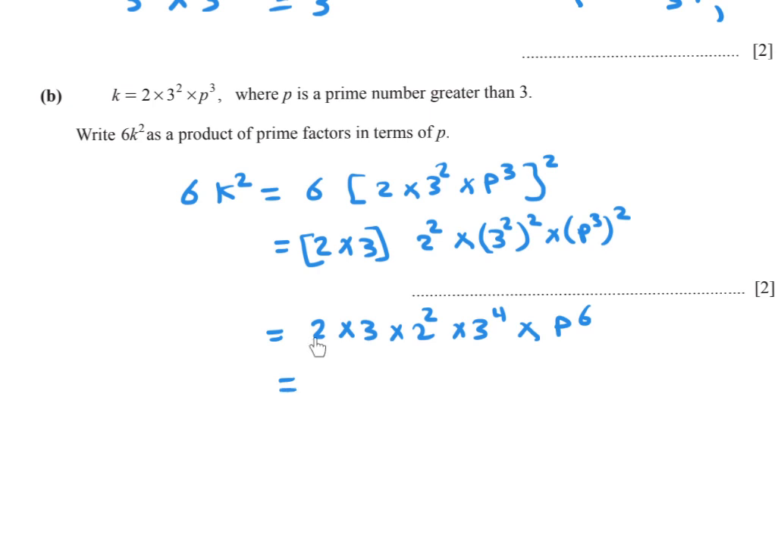Now 2 power 1 times 2 power 2 equals 2 power 3. 3 power 1 times 3 power 4 is 3 power 5, times b power 6. So this is 6k power 2 as a product of prime factors.